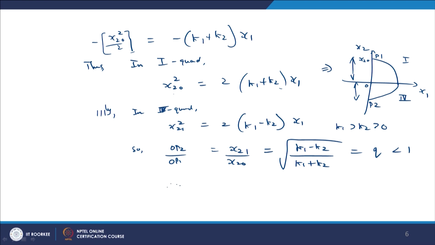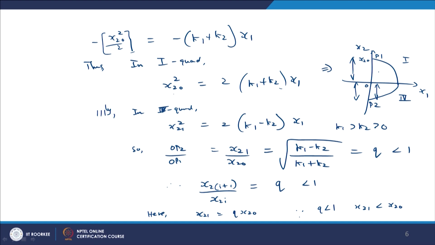Therefore, we generalize: x2(i+1) by x2i is equal to q, which is less than 1. So, between x20 and x21 we have the relation x21 equal to q into x20. Since q is less than 1, x21 is less than x20. So, this x21 is less than x20.